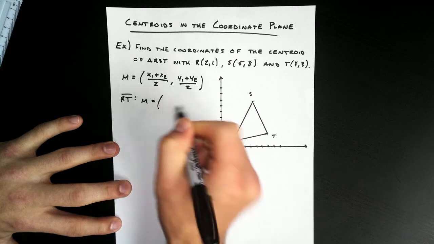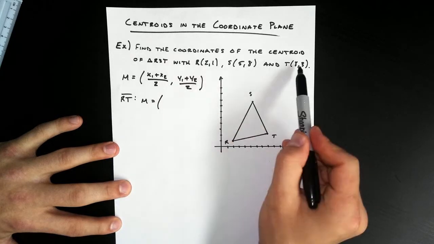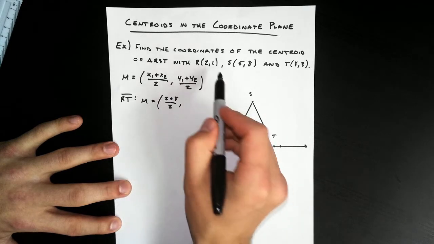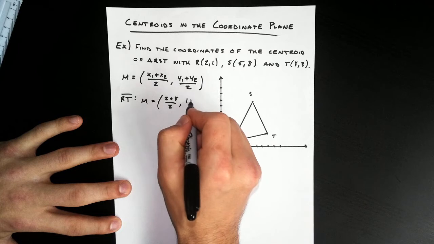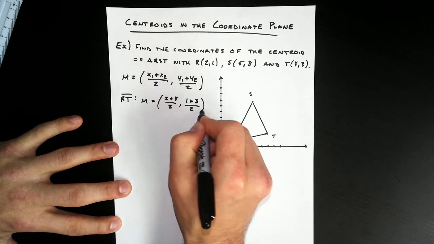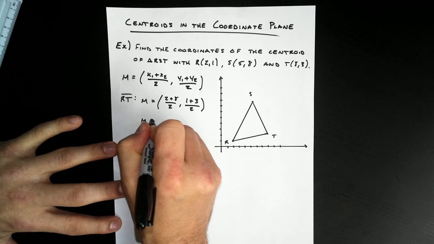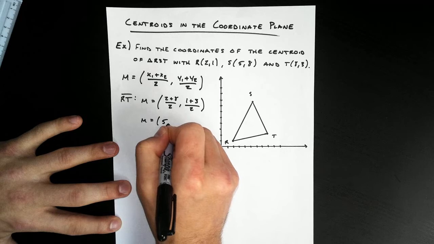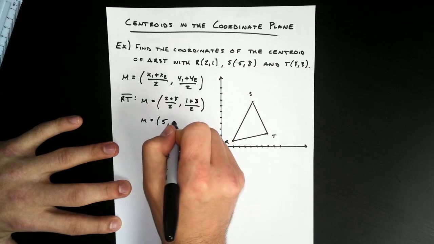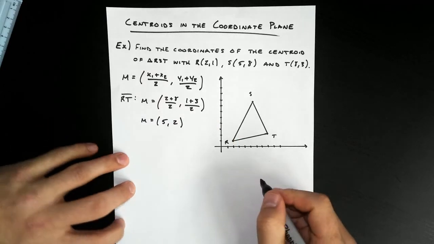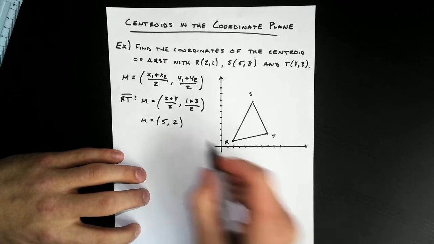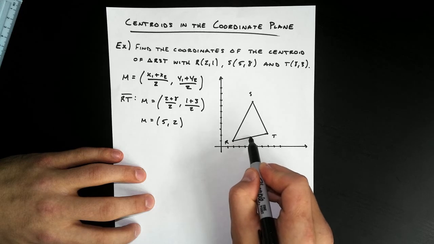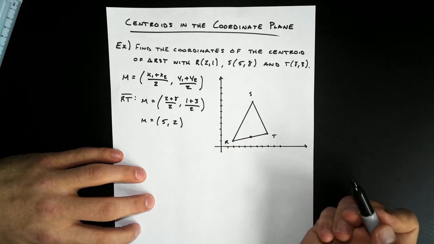So the midpoint here, my two x values R and T, so 2 and 8. We'll divide that by 2, and our two y values 1 and 3. So 1 plus 3 divided by 2. So the coordinates of our midpoint of RT, 2 and 8 is 10, divided by 2 we get 5. 1 and 3 is 4, divided by 2 is 2. So 5, 2. So we go over 5 and up 2. That puts our midpoint right here.